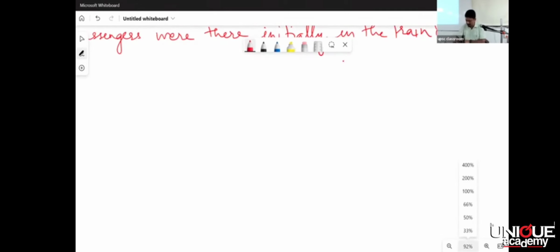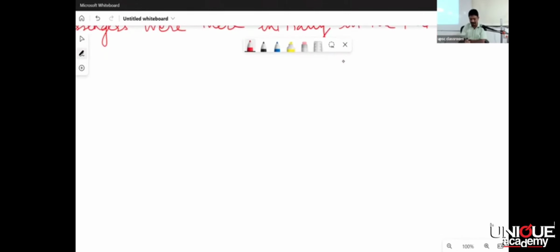So we have to assume initially there were x passengers in the train. Out of x, how many alight on the first station? 1/3. So minus 1/3, because they alight. But 1/3 of what? 1/3 of x. Is it clear? So directly you can write here 2/3 of x are remaining there. Are you getting me? Is it clear?